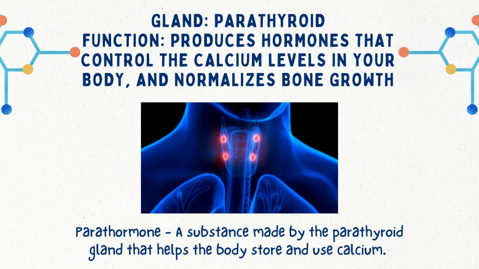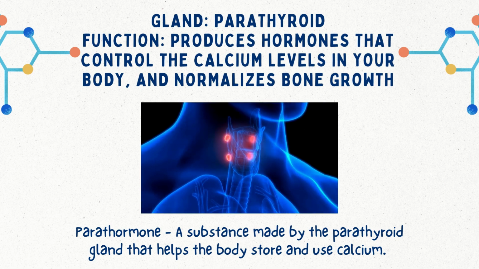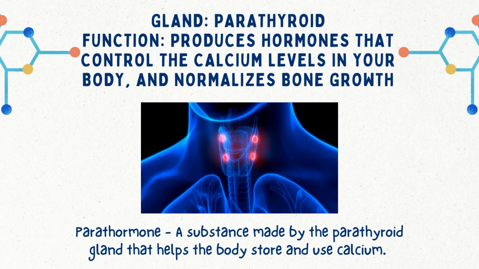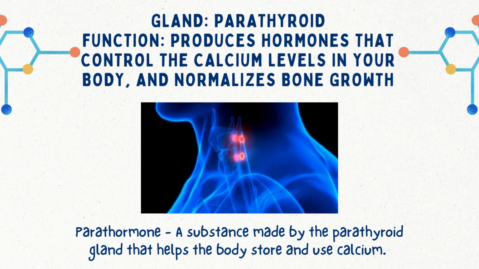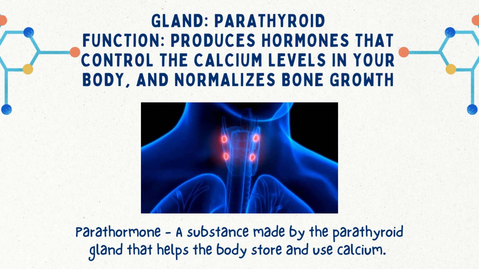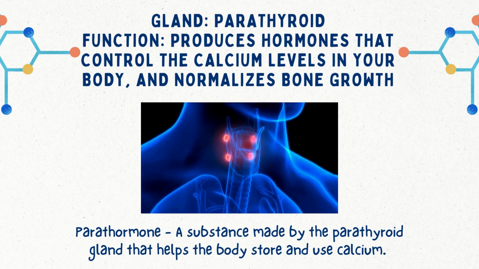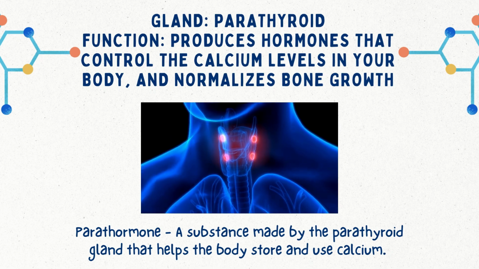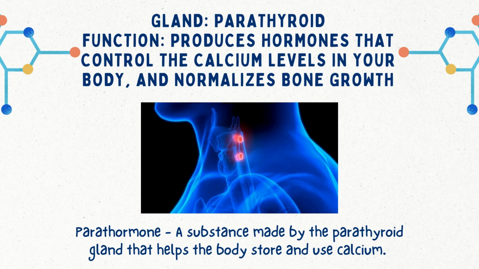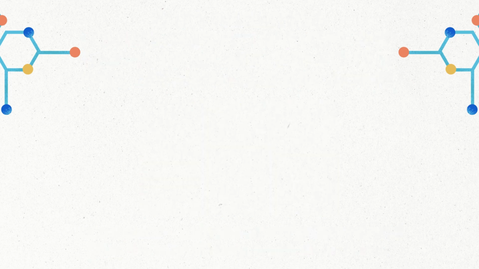Parathormone, as a hormone released by the parathyroid, is a substance made by the parathyroid gland that helps the body store and use calcium. A higher than normal amount of parathormone causes high levels of calcium in the blood and may be a sign of disease. This parathormone is also called parathyrin, parathyroid hormone, and PTH.